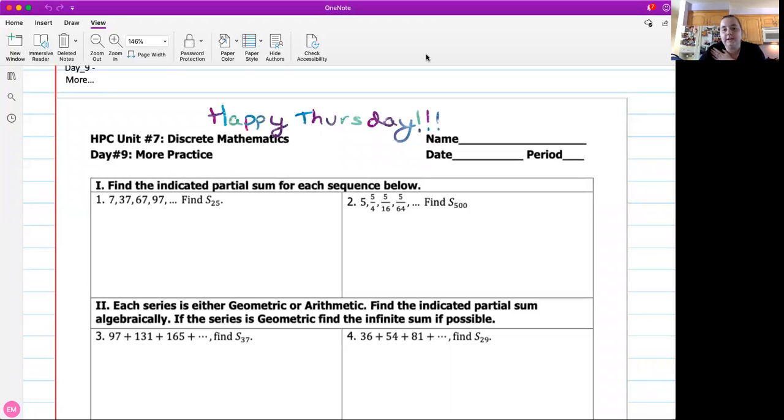Yeah, so happy Thursday. Since we don't really have Fridays, I'm using Rainbow Pen today because I figured some of you guys might be missing it. So happy Friday.